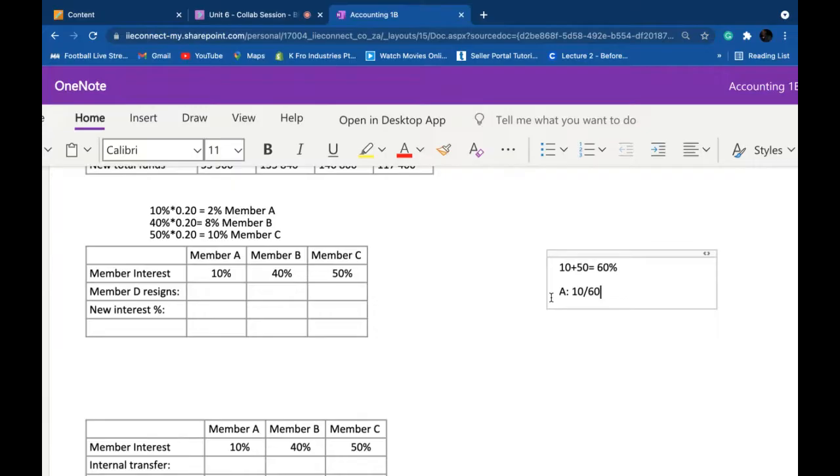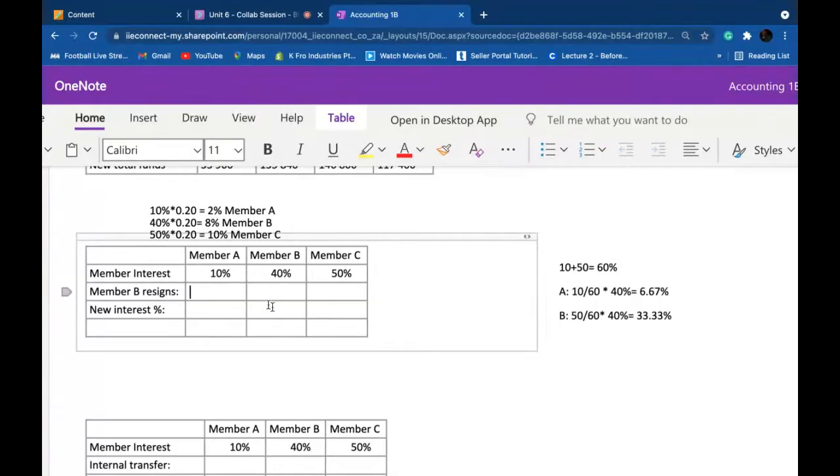Variable times 40. Exactly that. And so 6.67. Cool. And then B, we have to do the same thing, isn't it? So 50 divided by 60 times 40%. Okay, percent. Right. Okay, so we know that member A is getting this 6.67%. Therefore, his new, yes, it's going to be 16.67%.